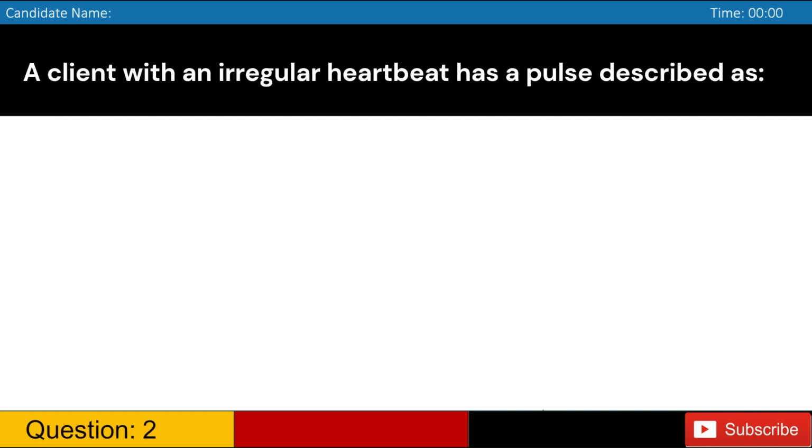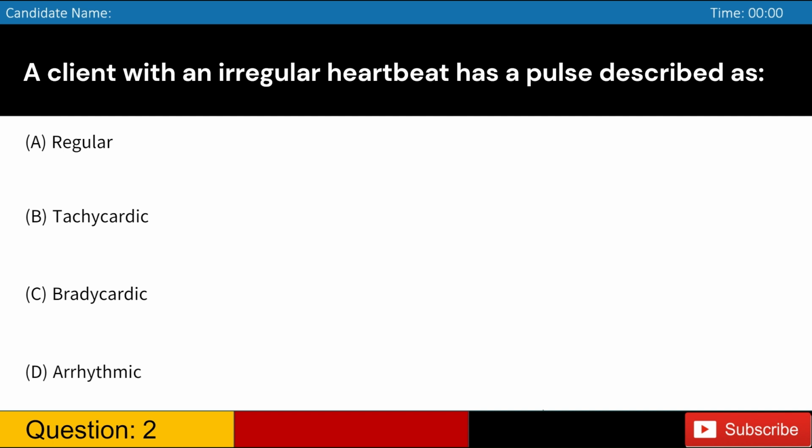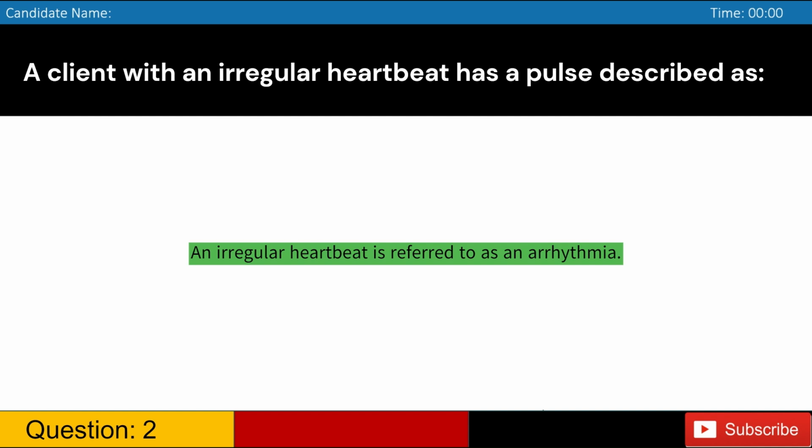A client with an irregular heartbeat has a pulse described as: A. Regular. B. Tachycardic. C. Bradycardic. D. Arrhythmic. Answer, D. An irregular heartbeat is referred to as an arrhythmia.